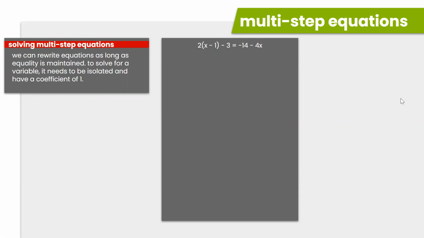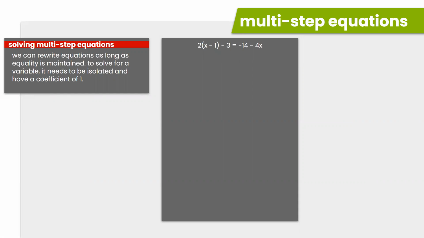So when solving multi-step equations, first of all, what is a multi-step equation? It is an equation where you're going to do more than one step. You can rewrite equations as long as the equality is maintained. To solve for a variable, it needs to be isolated and have a coefficient of 1.